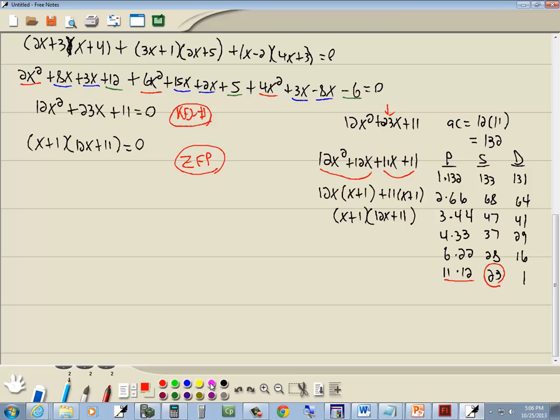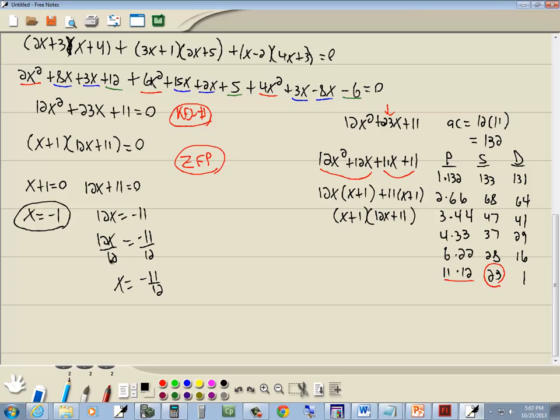Zero factor property. You get 0 on one side, you factor the other side, you're going to set each factor equal to 0. So I'll set x plus 1 equal to 0, and I'll set 12x plus 11 equal to 0. This one, take the 1 over and get negative 1. Maybe. Remember, we have to check our answer. Take 11 over, we get 12x is equal to negative 11. Divide both sides by 12, and we get x is equal to negative 11 twelfths. I didn't say it, I guess, but we just did step 3, solve for x. It's quadratic.